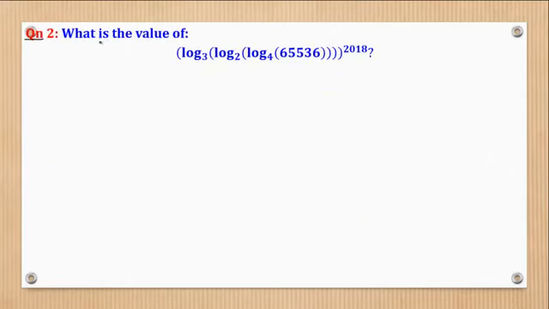Then question 2, what is the value of this? So I want to start from the most inner bracket, which is this. So this most inner bracket, this is base 4. So I'm going to factorize this with a base of 4. Because I want to get a value of 4 to power what to get this.